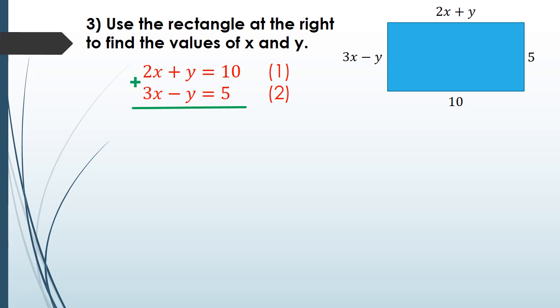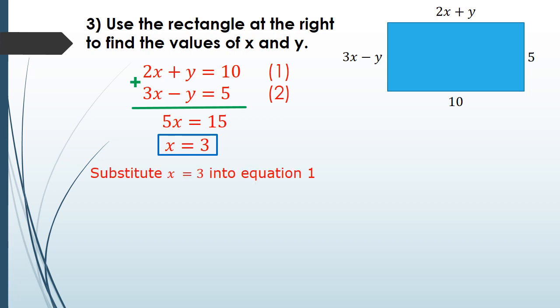2x plus 3x is 5x equals 10 plus 5, 15. Remember that the y is eliminated. Divide the two sides by 5, x equals 3. I have also to find the value of y. Substitute x equals 3 into the first equation. It will be 2 times 3 plus y equals 10. 6 plus y equals 10. Subtract 6 from both sides. It will be y equals 4.